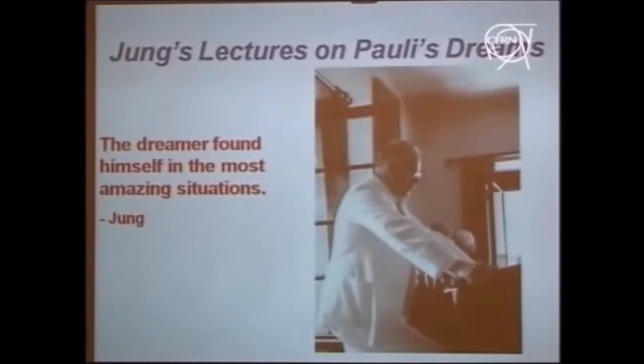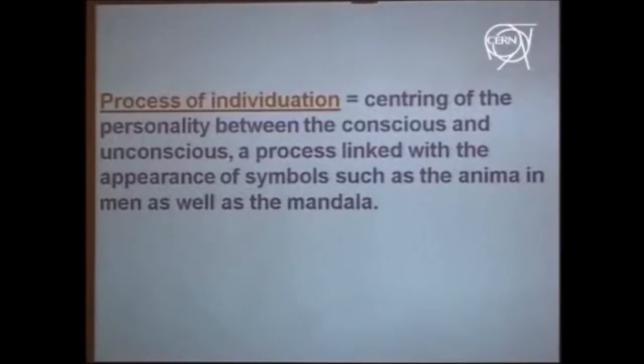Of the 400 dreams, Jung lectured on 59 of them, because they exemplified what Jung called the process of individuation. It's the centering of the personality between the conscious and the unconscious. So the conscious and the unconscious balance off each other. They're mirror images of each other, so that the self can be in between, and this is the highest level of enlightenment in Jung. That it's signaled by the appearance of symbols such as the anima in men as well as the mandala.